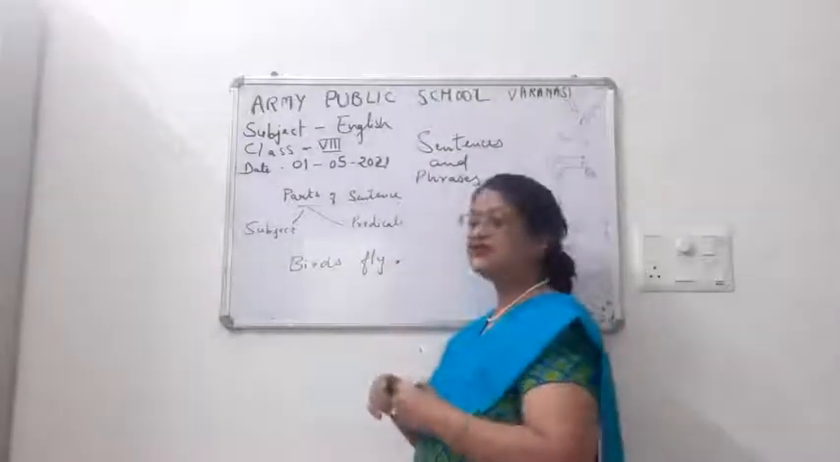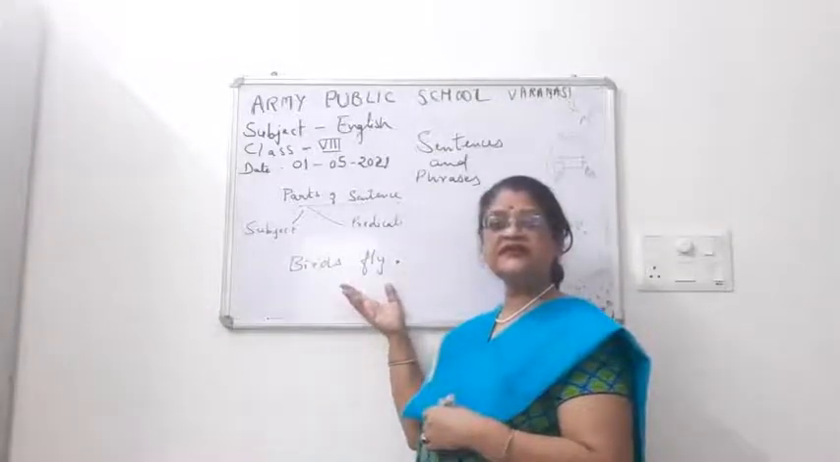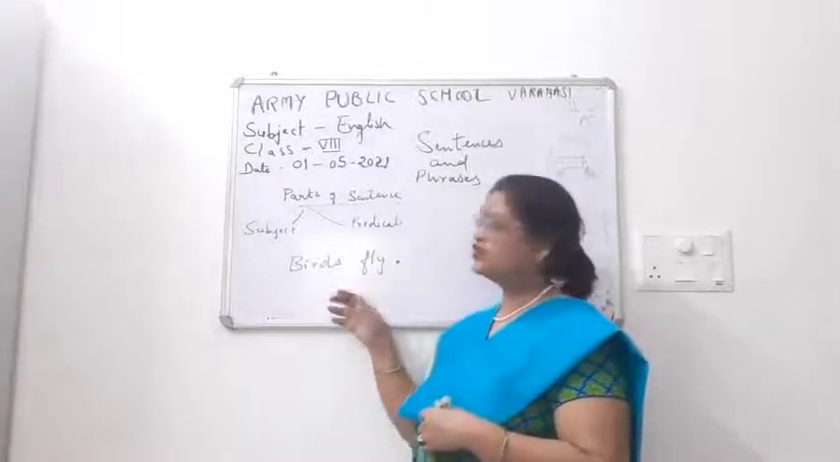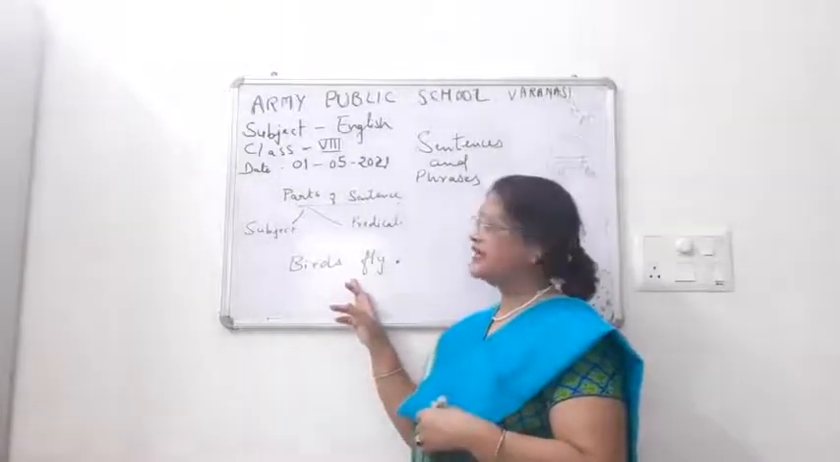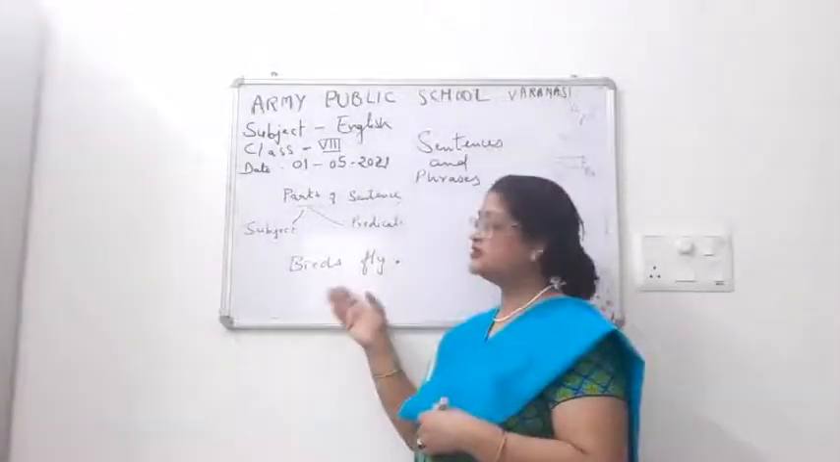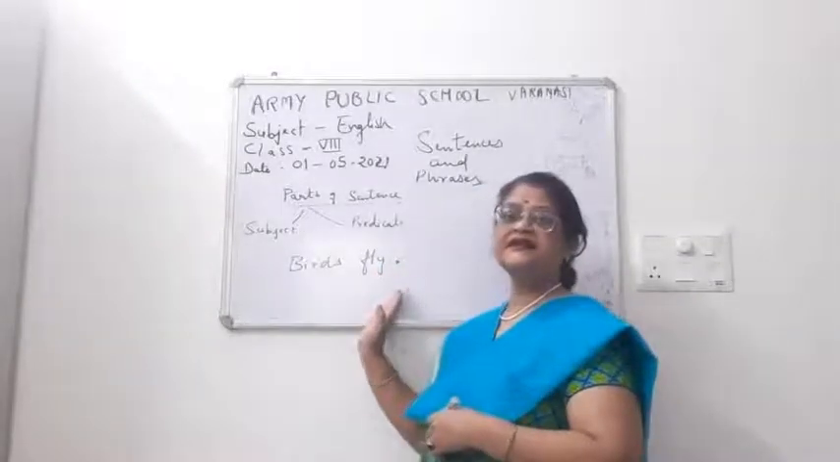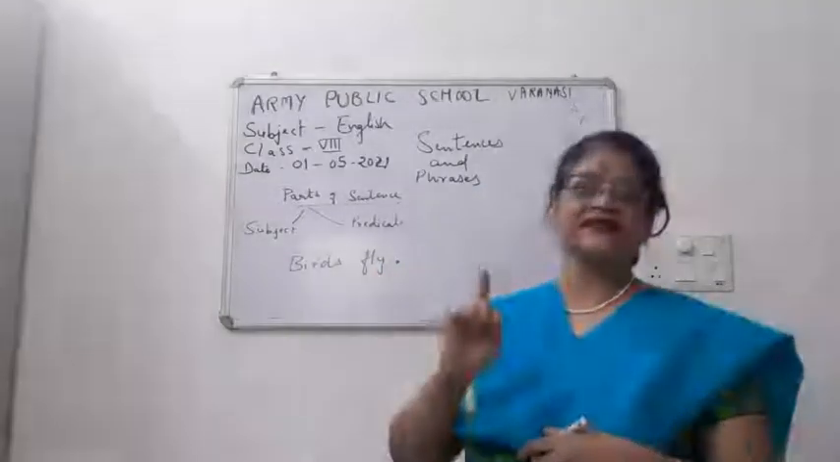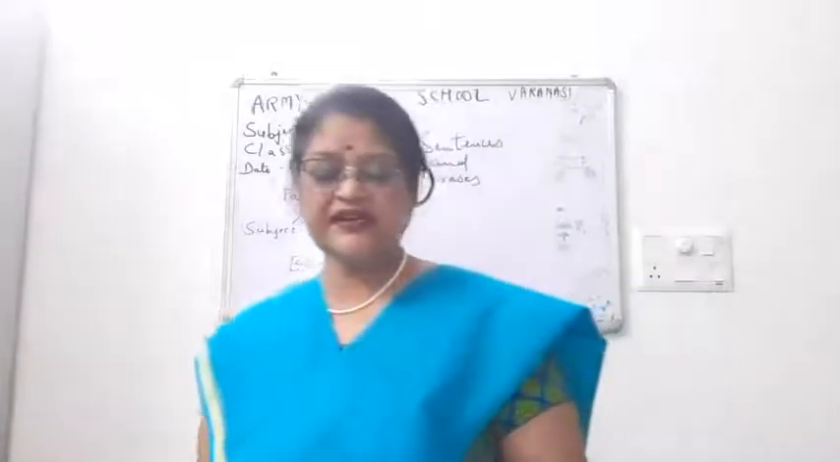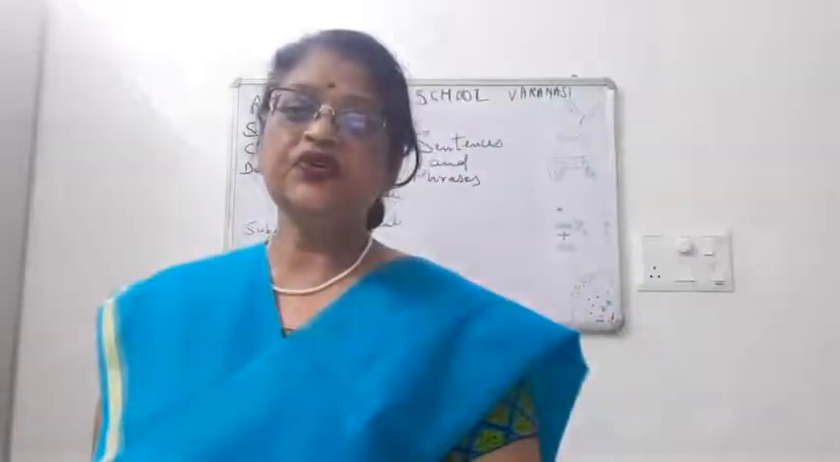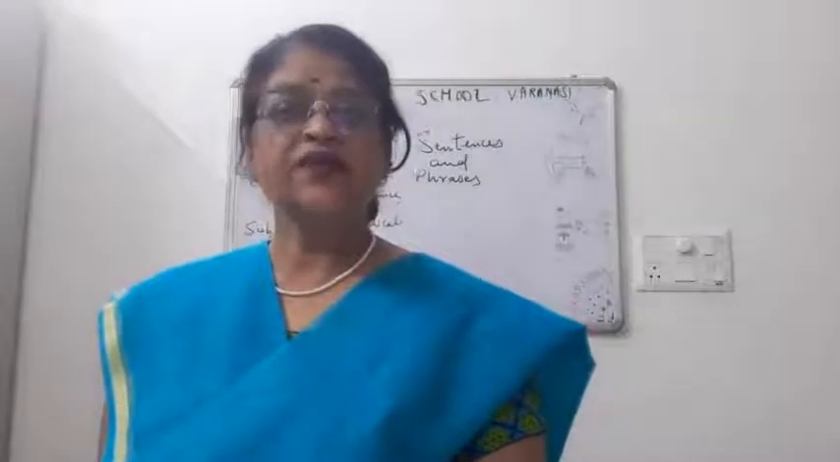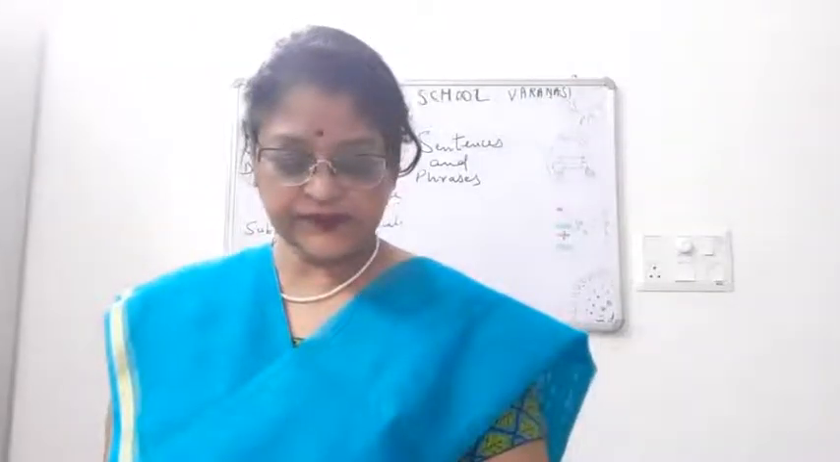And children, this sentence is telling about what? This sentence is telling about bird. So bird is a subject here, and what does it tell about bird? It is flying. So fly is a predicate. And children, as you can see, fly is a verb here. So predicate can be of one word also. It can be of more than one word also.